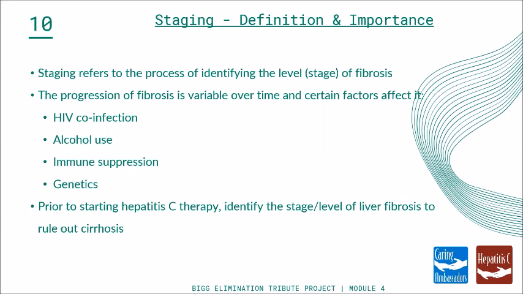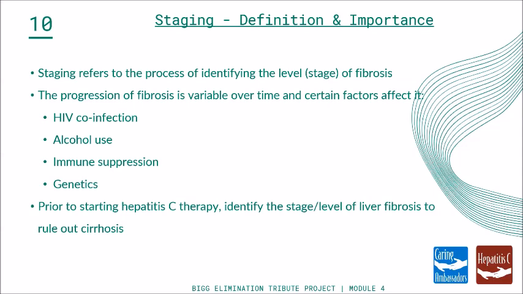Now, it'd be really great if I could tell you if you've had hepatitis C for 5 years, this is how much scarring you have, or if you've had hepatitis C for 10 years, this is how much scarring you have. But it turns out it doesn't really work that way. What we know is that the progression of fibrosis over time can be very variable. So some people can go 50 years and have very little staging and very little scarring, and some people can go 10 years and have a lot of scarring.